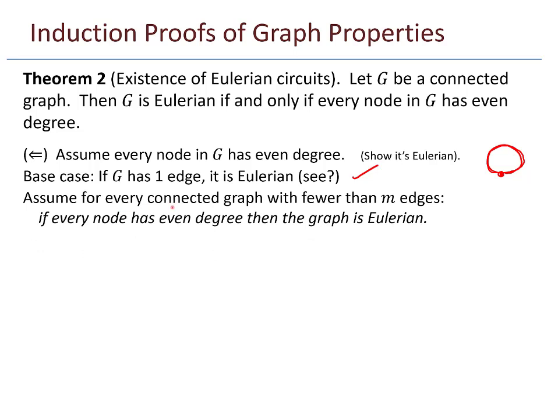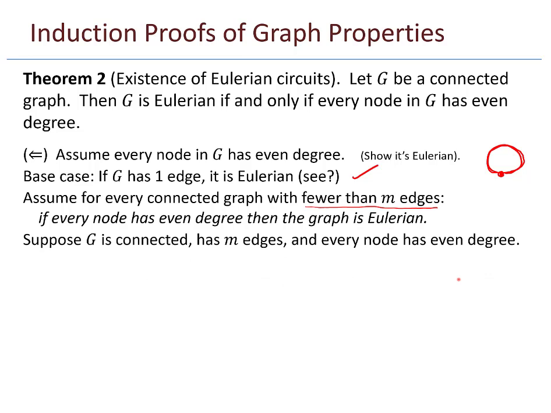Assume, for every connected graph with fewer than m edges, if every node has even degree, then the graph is Eulerian. That's our induction hypothesis. So, suppose there's a graph G that's connected, it has m edges, and every node has even degree. How am I going to find an Eulerian circuit? Well, here's a picture to help us.